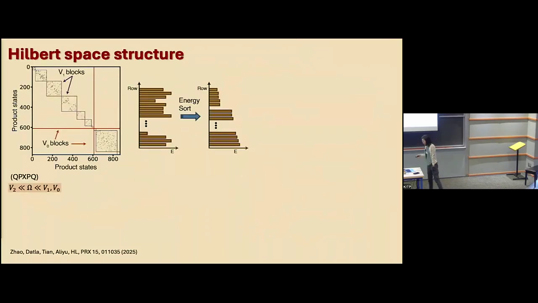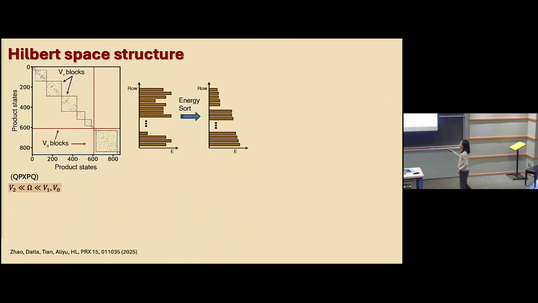Okay, but I had digressed a little bit. I want to talk about the Hilbert space structure, right? So what does the Hilbert space structure look like for this kind of, say, QPXPQ model as an example? What you're looking at here is the Hamiltonian, right? And each black dot is a non-zero matrix element between the different product states that we have written down over here. And everything within this first red block is what we call the PXP subspace, where there's no Rydberg blockade violations, only single Rydberg atoms everywhere.